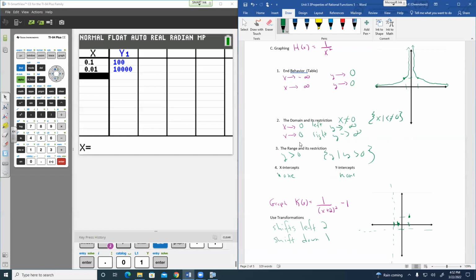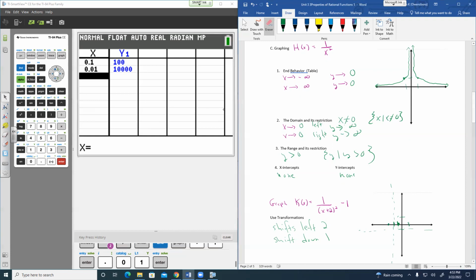And this other point that was at negative 1, 1, so the point that was here is now going to be shifted left 2 and down 1. So it's going to be here. So those are my new points that we see graphed. So I'll get rid of that point there.